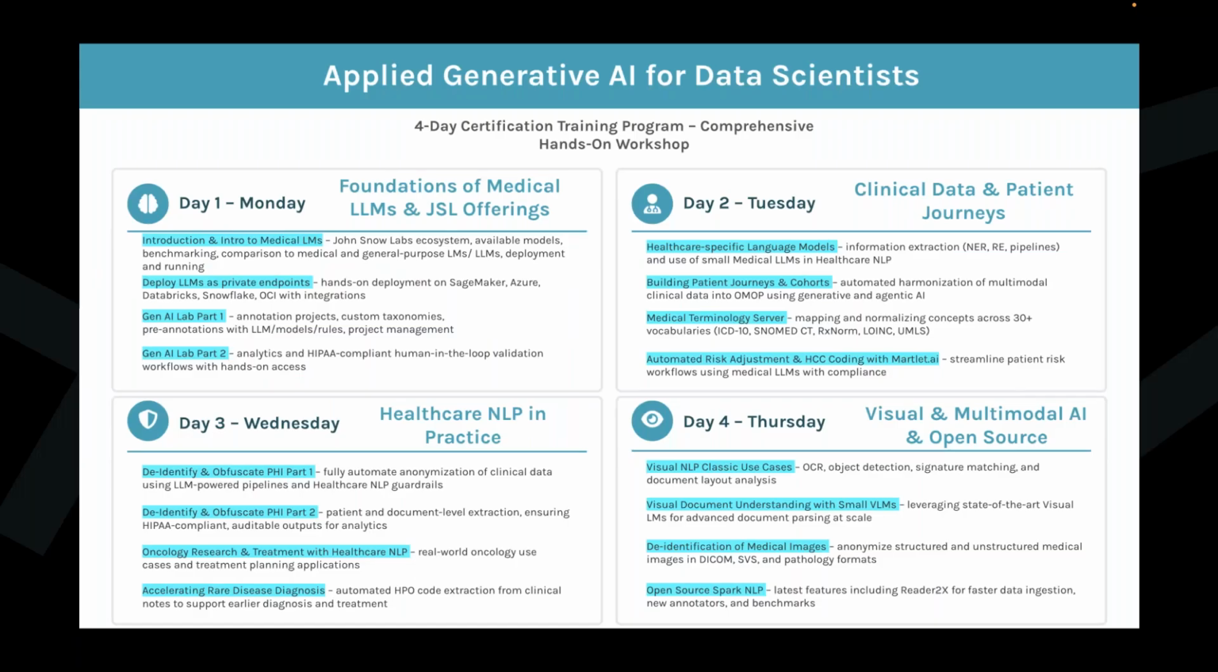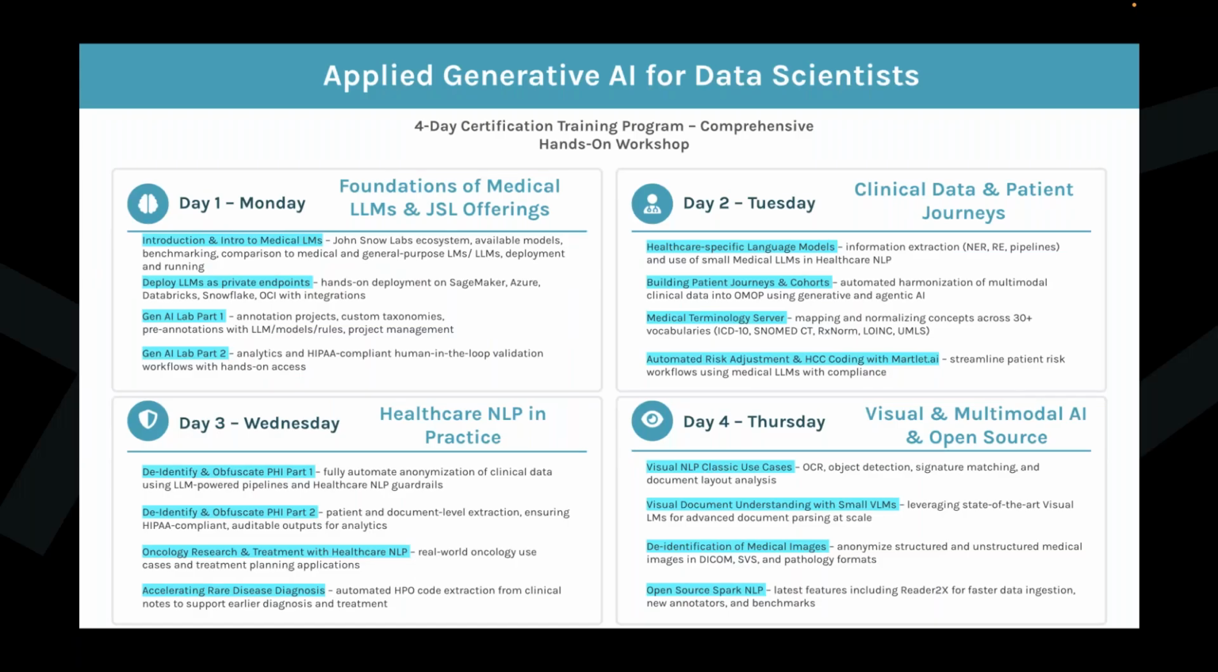And then the third day, we will have more like a healthcare NLP in practice. So how to identify and obfuscate the PHI data, how to use or employ all these models for an oncology research. This is only for one use case, by the way. So we have accelerating rare disease diagnosis via human phenotype extractions. And then the last day, fourth day, Thursday, we will cover open source, visual, and multimodal AI. So we will mostly cover the visual NLP offerings as well as open source Spark NLP offerings.